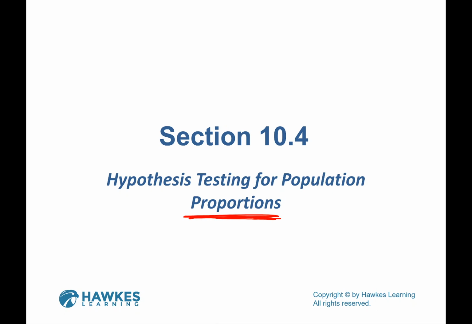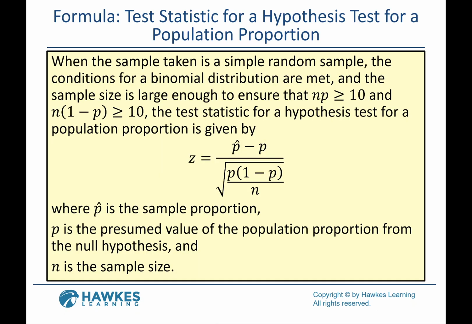So since we are working with proportions instead of means, we have to have a new formula for a test statistic because our previous formulas for test statistics involved means, right? They had means in the formula. So that's our first order of business here and the major difference.